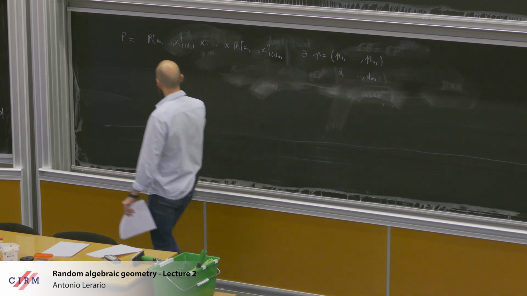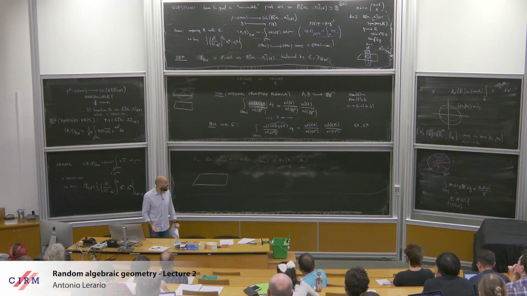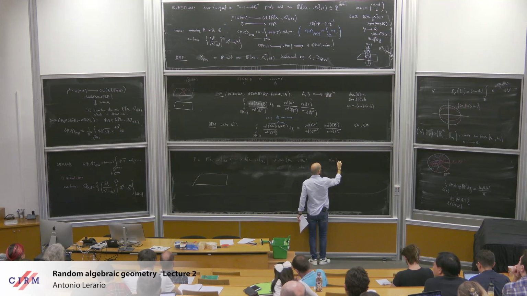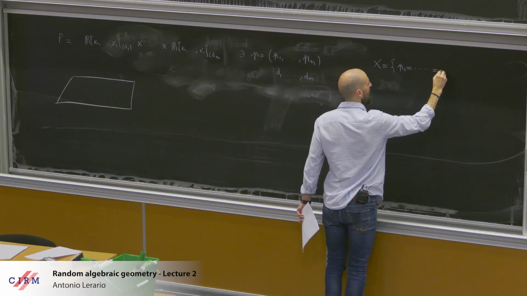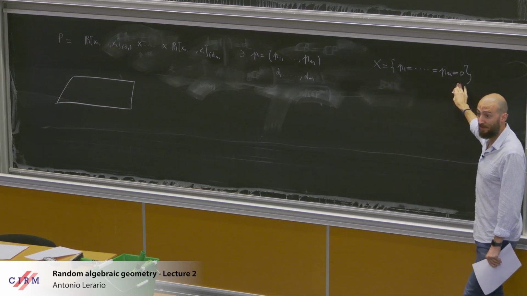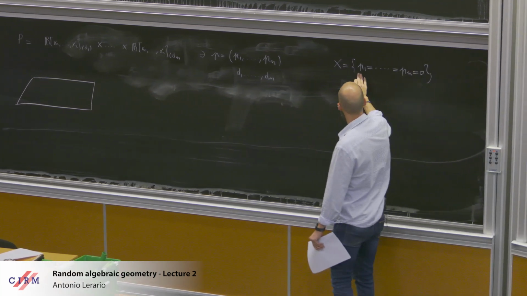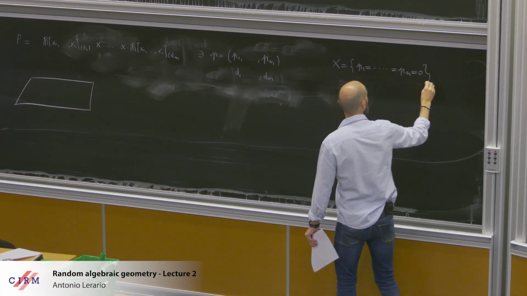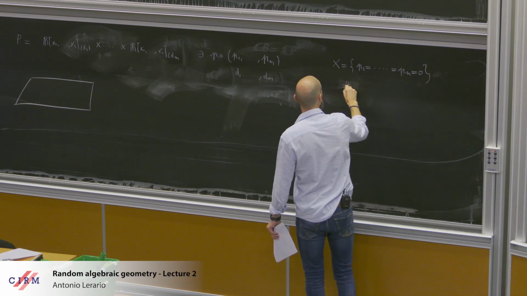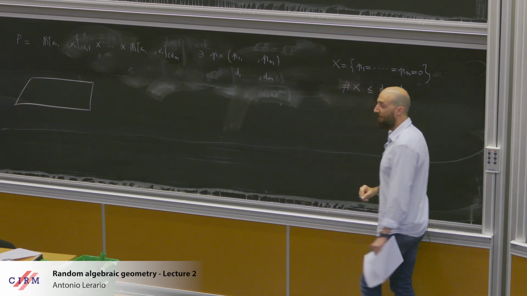So now on my space, I can consider the set X, which is the zero set of these polynomials. It's a system of n equations in RPn of degrees d1 to dn. For a generic choice of polynomials, this just consists of finitely many points, and it has cardinality at most d1 times ... times dn by Bézout's theorem.